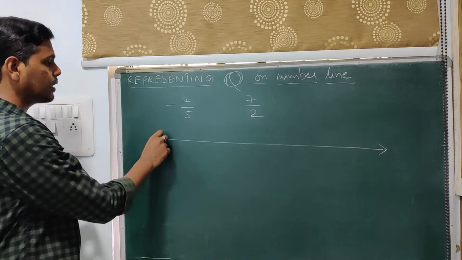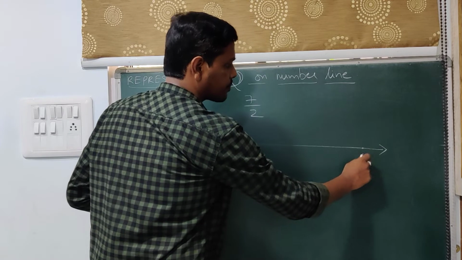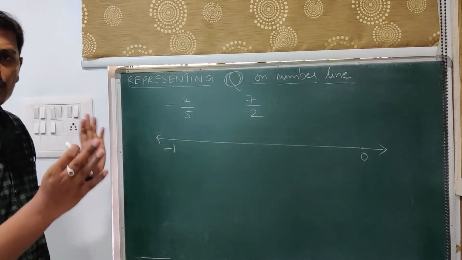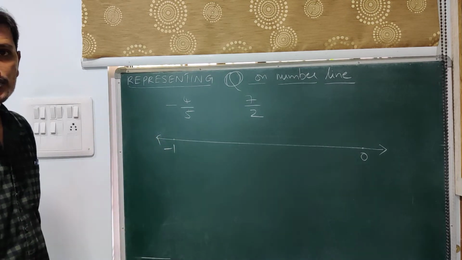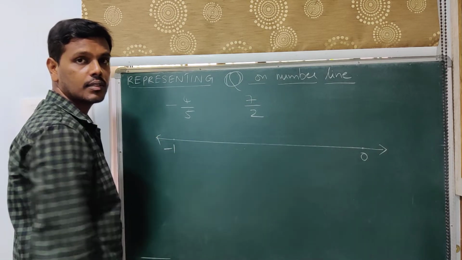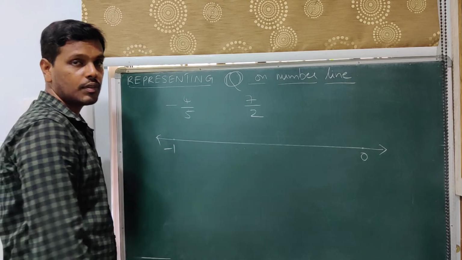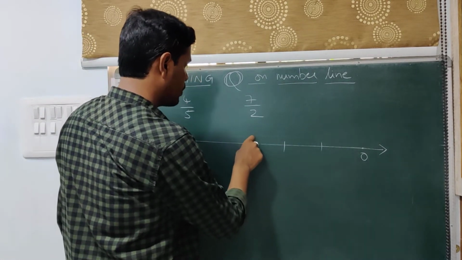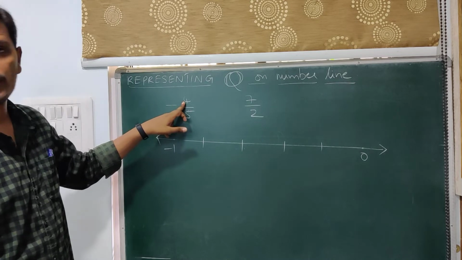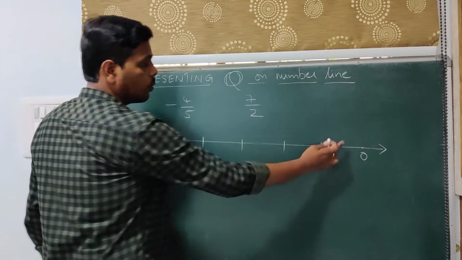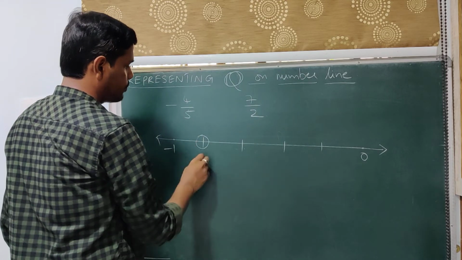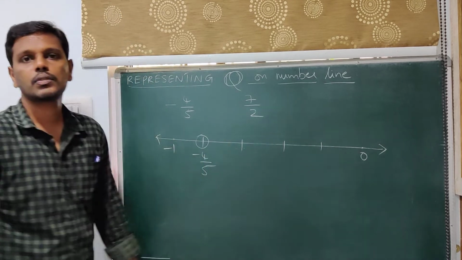Since the whole number is a negative number, I will go on the left hand side. 0, minus 1. I know that minus 4 by 5 lies between 0 and minus 1. This 5 will tell you how many parts you need to divide. Since it is 5, we have to divide the space between 0 and minus 1 into 5 equal parts. So 1, 2, 3, 4, 5. And this numerator will tell you how many parts are to be considered. The numerator is 4, so consider 4 parts. 1, 2, 3, 4. This is minus 4 by 5.